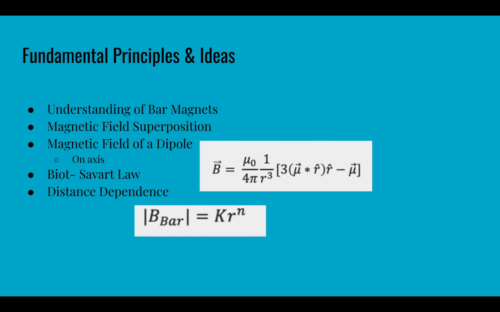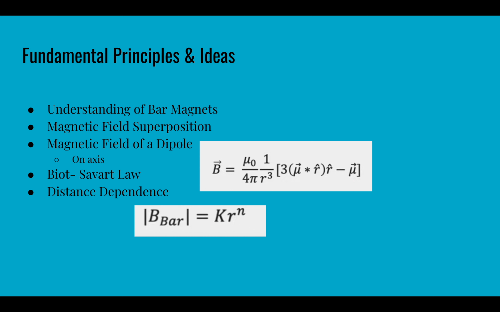So to talk about our fundamental principles and ideas used in this experiment, first we need to make sure that we have an understanding of bar magnets and how they work, such as the direction that their magnetic dipole points, as this is fundamental to our experiment and forms the basis for investigating their magnetic fields. For magnetic field superposition, we need this because it allows us to consider the influence of all magnetic moments within the magnet, which is crucial for understanding the total magnetic field produced by the bar magnet. We also need to understand the magnetic field of a dipole, as this is essential as it characterizes the behavior of the bar magnet, which can be thought of as a magnetic dipole.